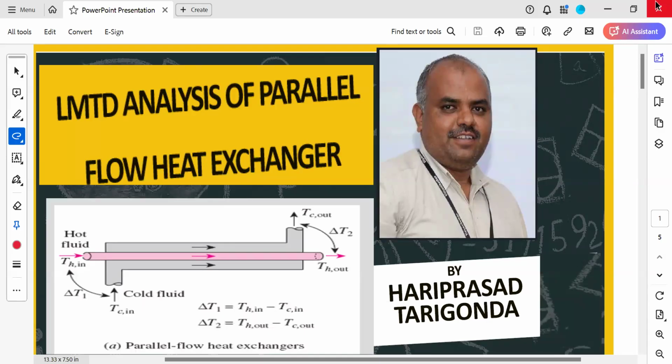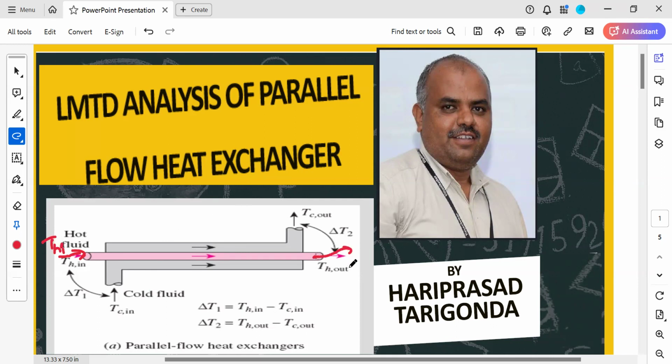Hi, good morning. Today we will see LMTD analysis of parallel fluid exchanger. Why it is called a parallel fluid exchanger: both hot fluid and cold fluid travel in the same direction. So here THI is called the hot fluid inlet temperature.